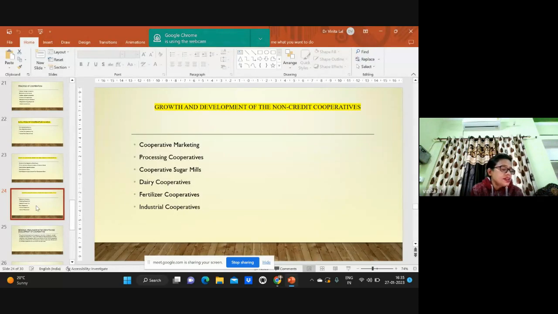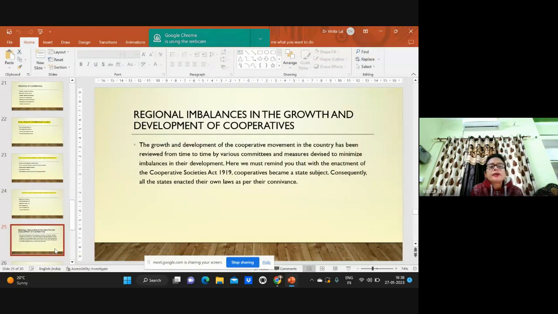the satisfaction of tea growers. So, in a nutshell, industrial cooperative societies ensure marketing of the finished product of the members, advantage of large scale economy to the members, and mutual help among the members with the cardinal principle of each for all. So this is all about the growth and development of non-credit cooperatives.